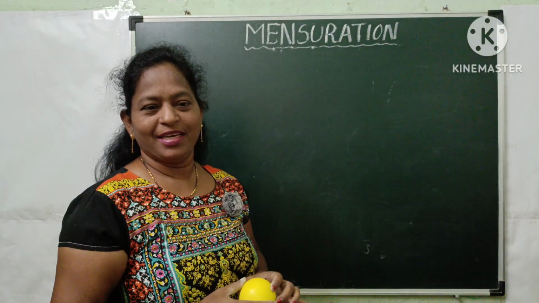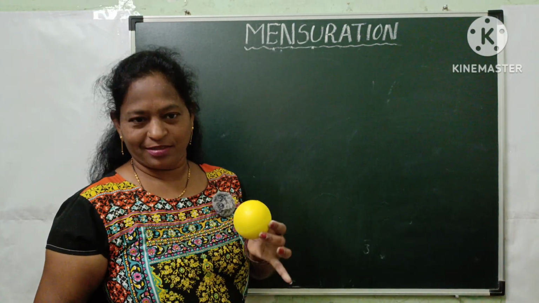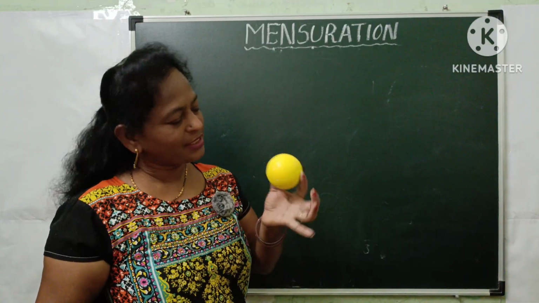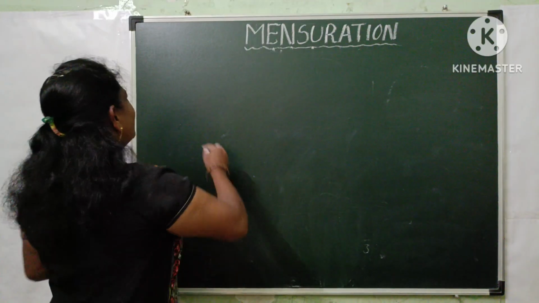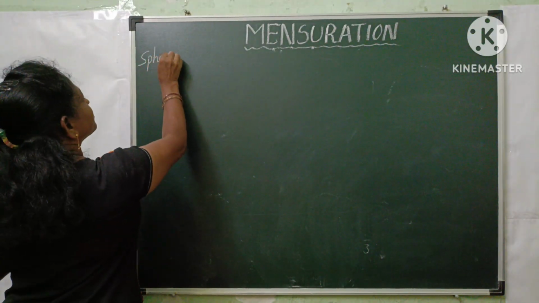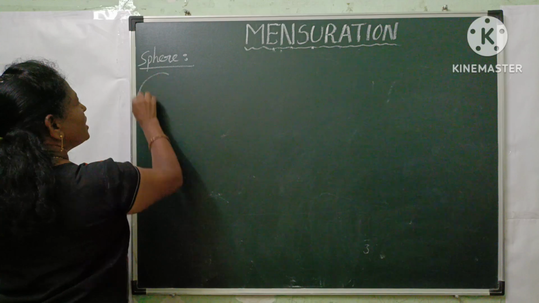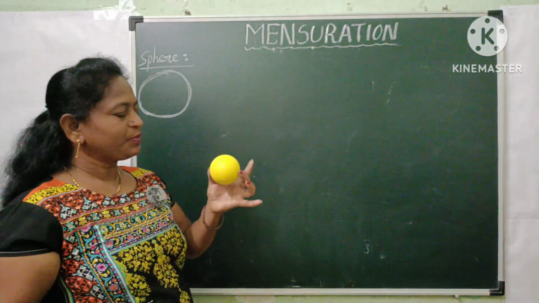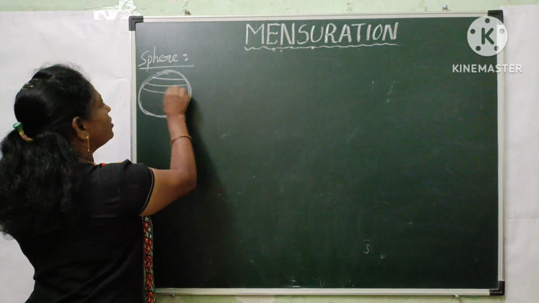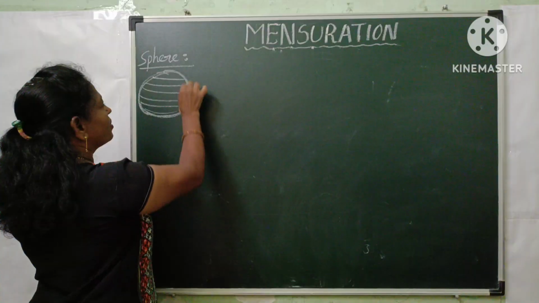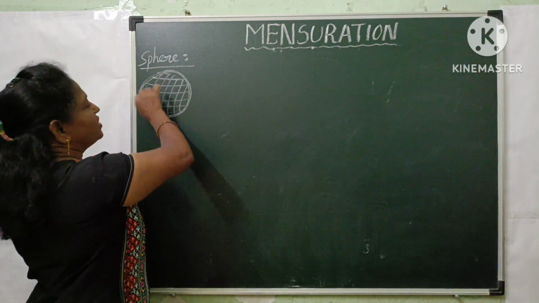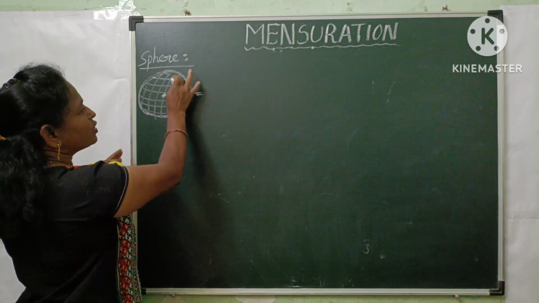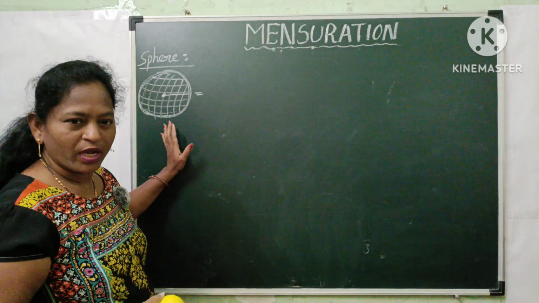Next one is a sphere. Sphere means this is an example for balls. Globes, balls, tennis balls, cricket balls, these are all examples of a sphere. Okay, this is the sphere. Right now, one sphere, this is the sphere, with the same radius.